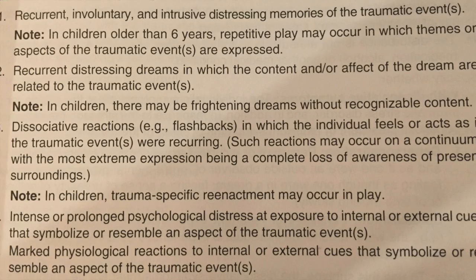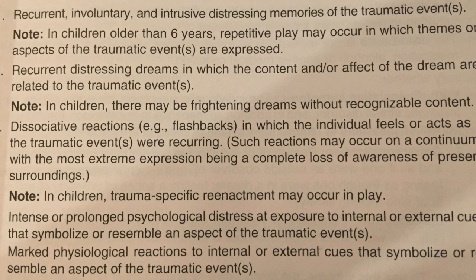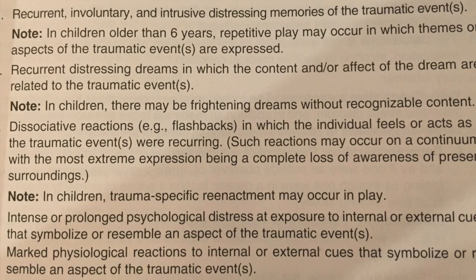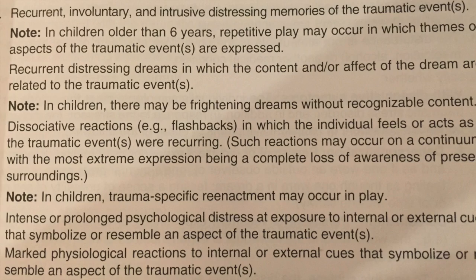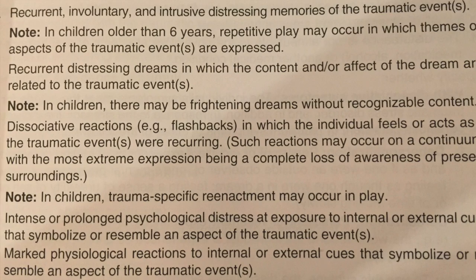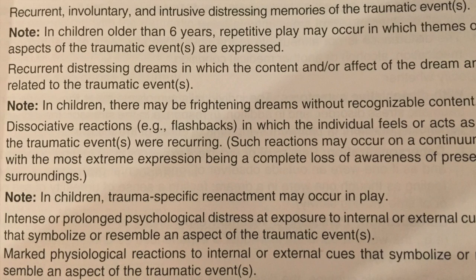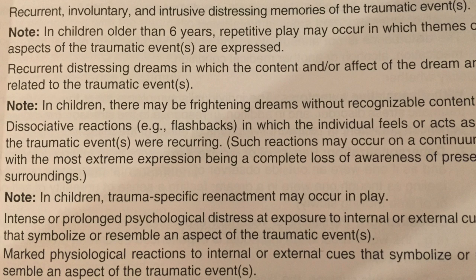Number 4, intense or prolonged psychological distress at exposure to internal or external cues that symbolize or resemble an aspect of the traumatic event. I'll go a little bit more into that later. Number 5, marked physiological reactions to internal or external cues that symbolize or resemble an aspect of the traumatic event or events. For post-traumatic stress disorder for children 6 years and under, this is what they say specifically about that category B that I just read, so the piece about intrusions.